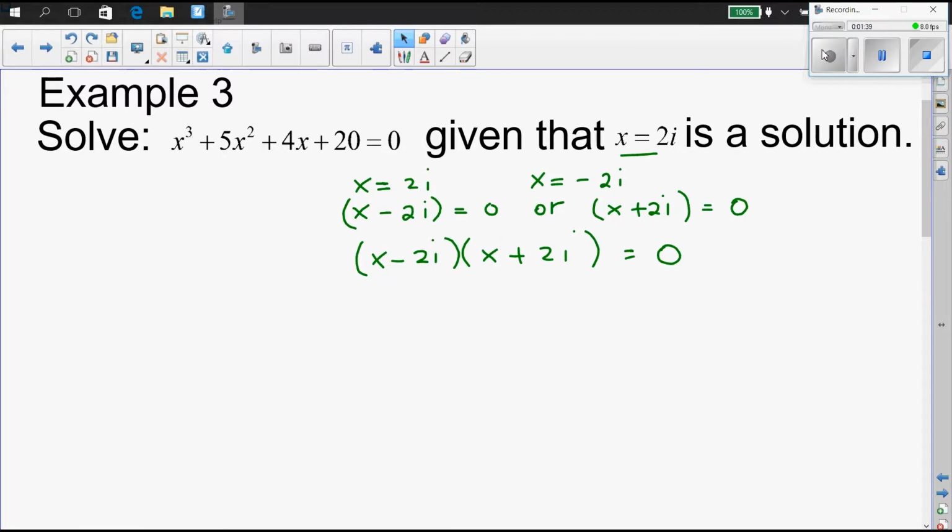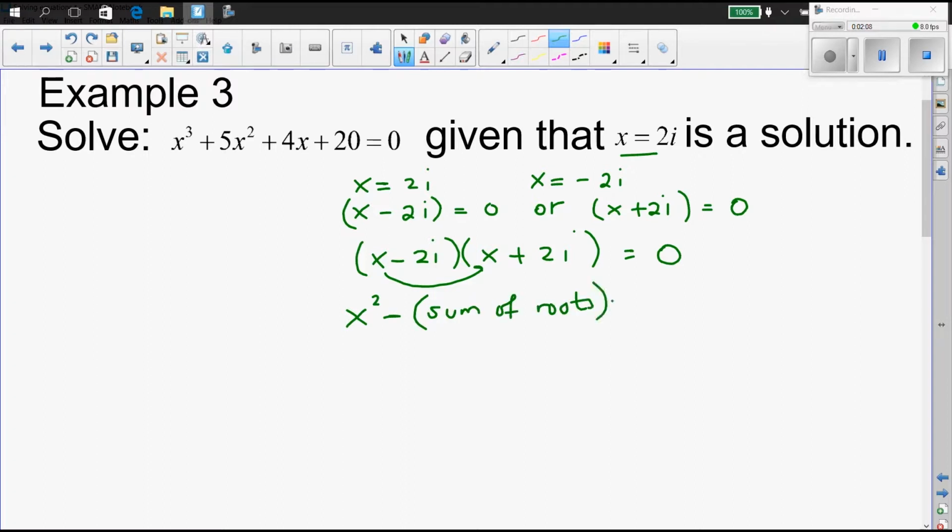So I need to multiply this out, but I'm not going to do it the long way by applying the distributive property. I'm going to use the following method. I will get a quadratic expression, because when I multiply x times x, I'm going to get x squared. Then my middle term is going to be minus the sum of the roots. That would be the coefficient of x, and I need to find my constant in my quadratic expression, and that would be the product of the roots.